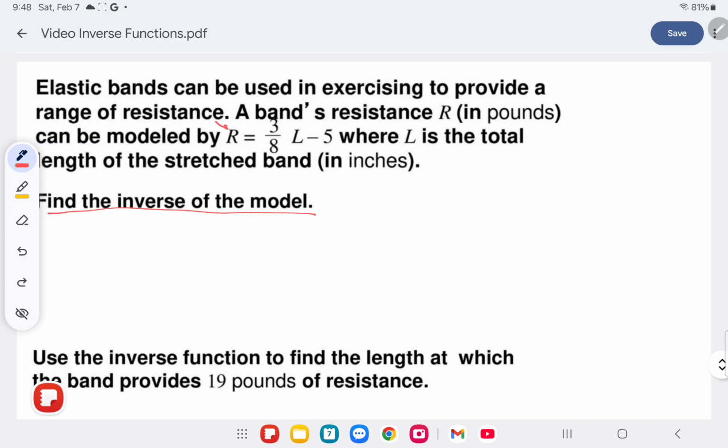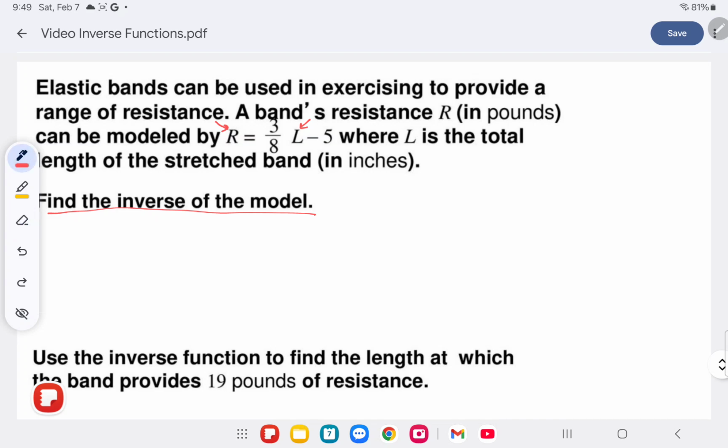R is the resistance in pounds. L is the length of the band in inches. Those stand for specific things. So if I were to flip-flop them, this is no longer true. The length of the band is not 3/8 times the pounds minus 5. No, it's the other way around. So when the variables have context, we do not flip-flop them.